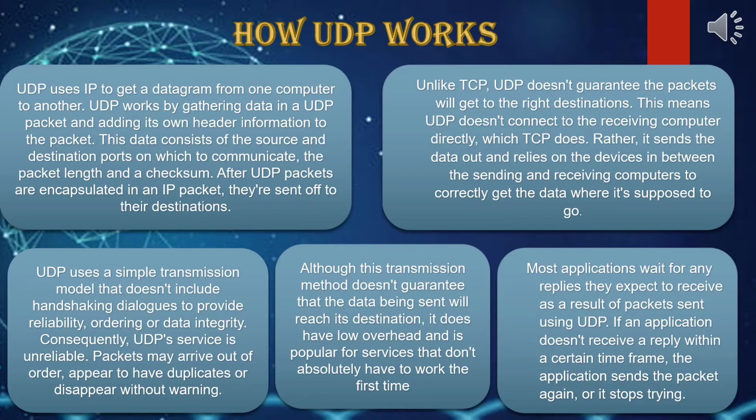Consequently, UDP service is unreliable. Packets may arrive out of order, appear to be duplicates, or disappear without warning. Although this transmission method doesn't guarantee that the data being sent will reach its destination, it does have low overhead and is popular for services that don't absolutely have to work the first time.